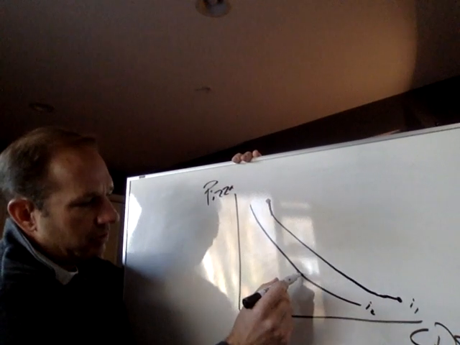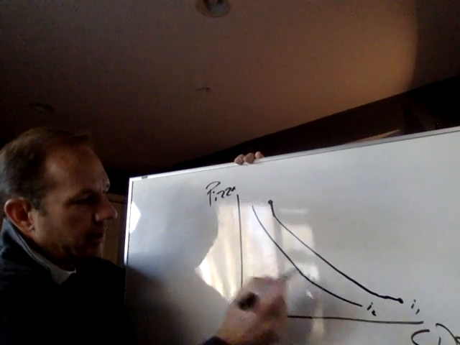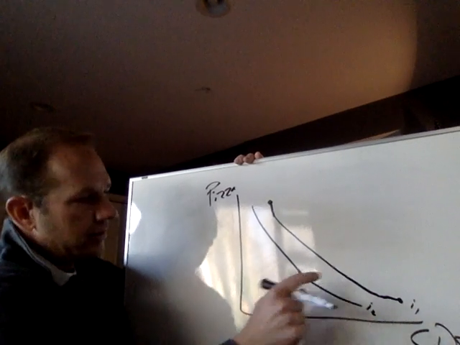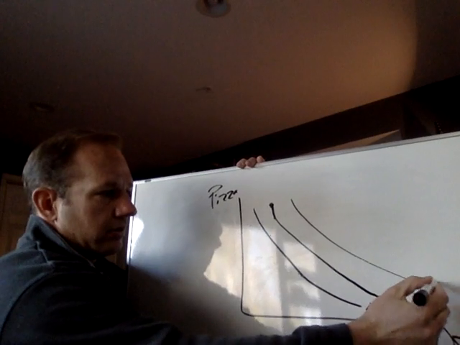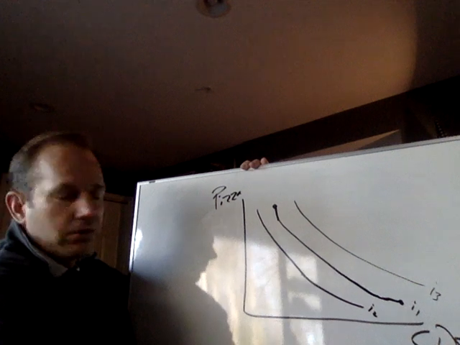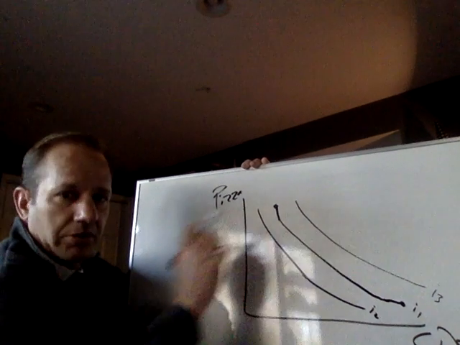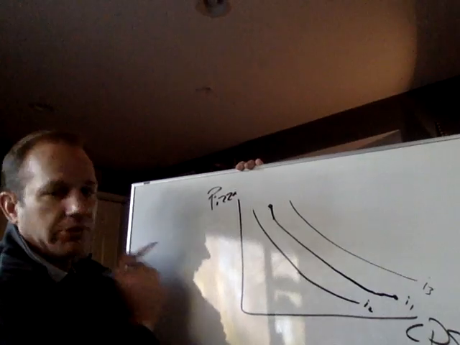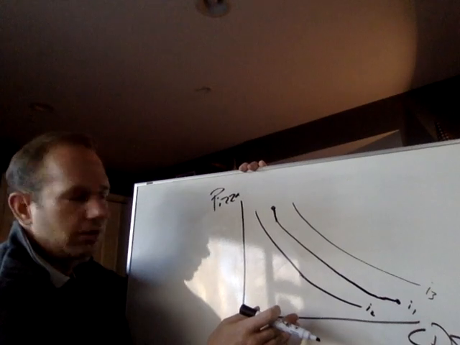I can be indifferent between here and here, but I'm not indifferent between here and here. This is better. This is better still. So the moral of that story is the curve farthest from the origin is most desirable to me. It's higher satisfaction from the two goods.